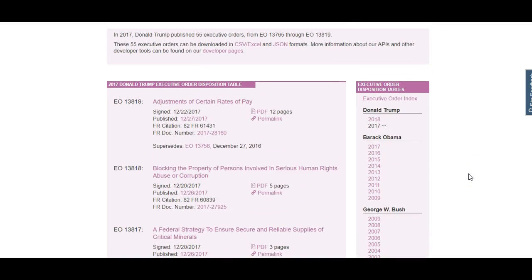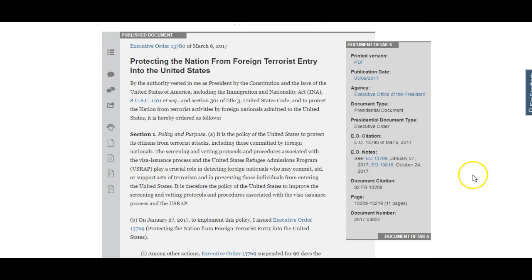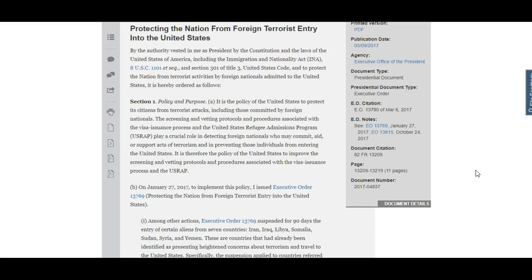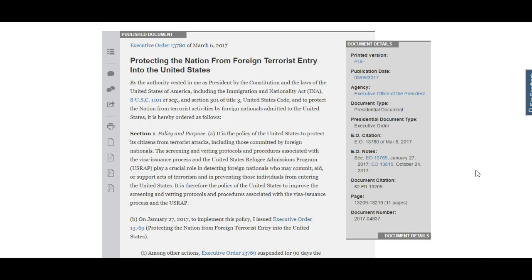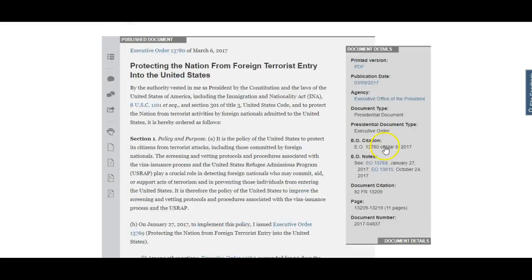Did I see a question somewhere? And here's what an executive order looks like. So this is the executive order regarding entry into the country from last March, a year ago March, that we looked at. It gives you notes in terms of other executive orders that were either affected by this one or later on affected. So this was issued in March 2017, so this one affected this January one and apparently was affected by this October one.